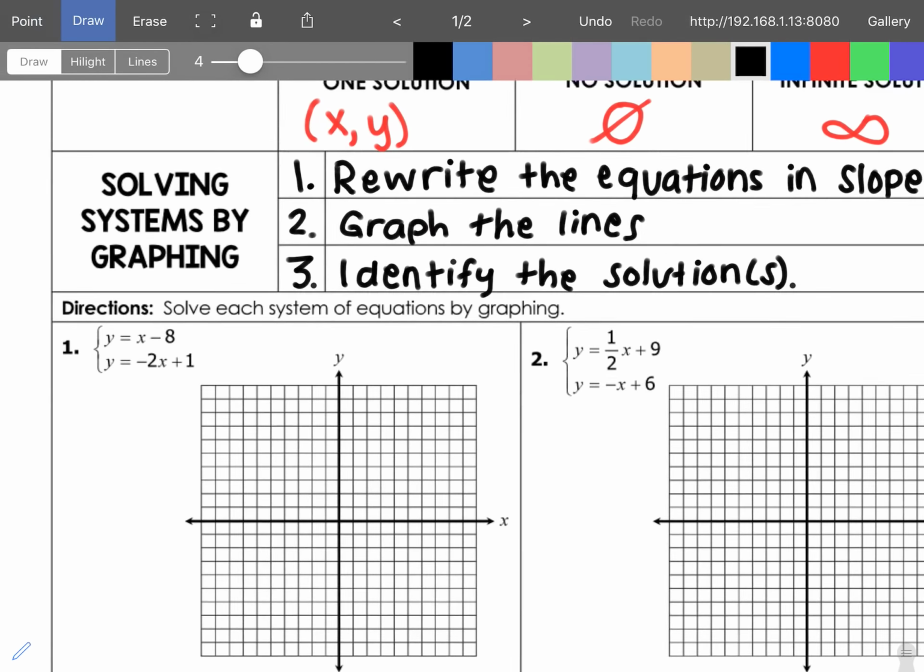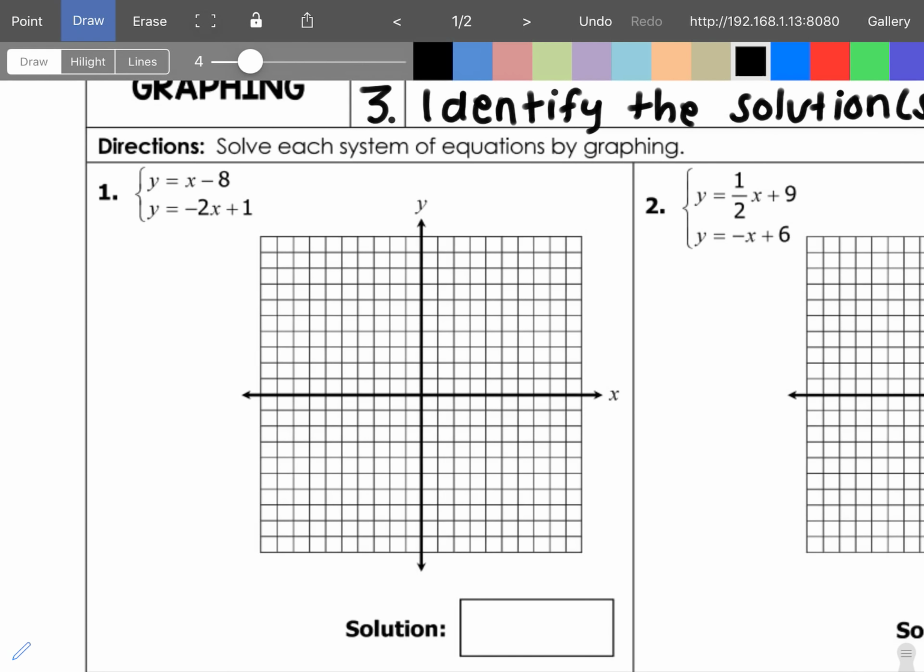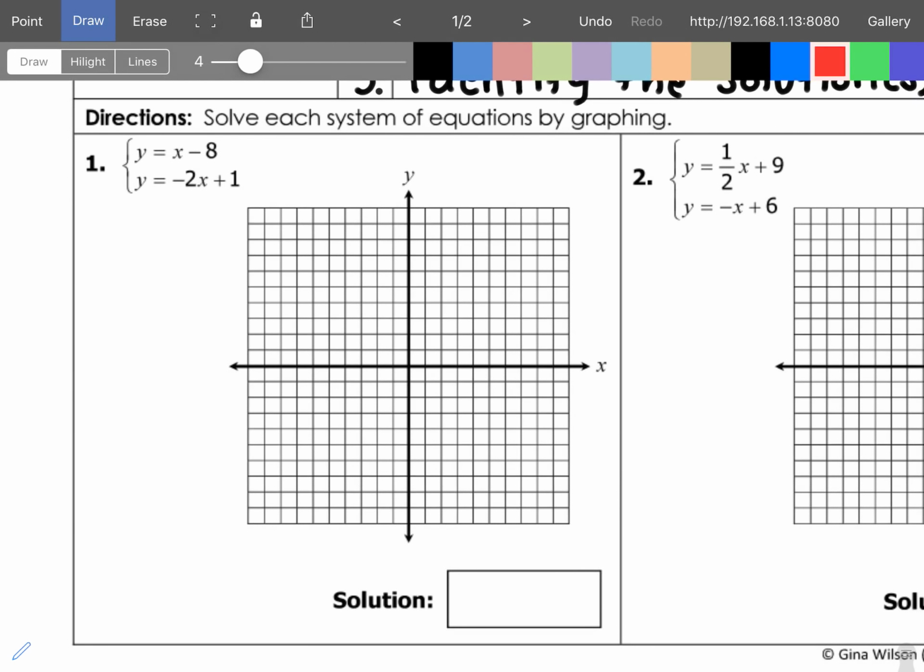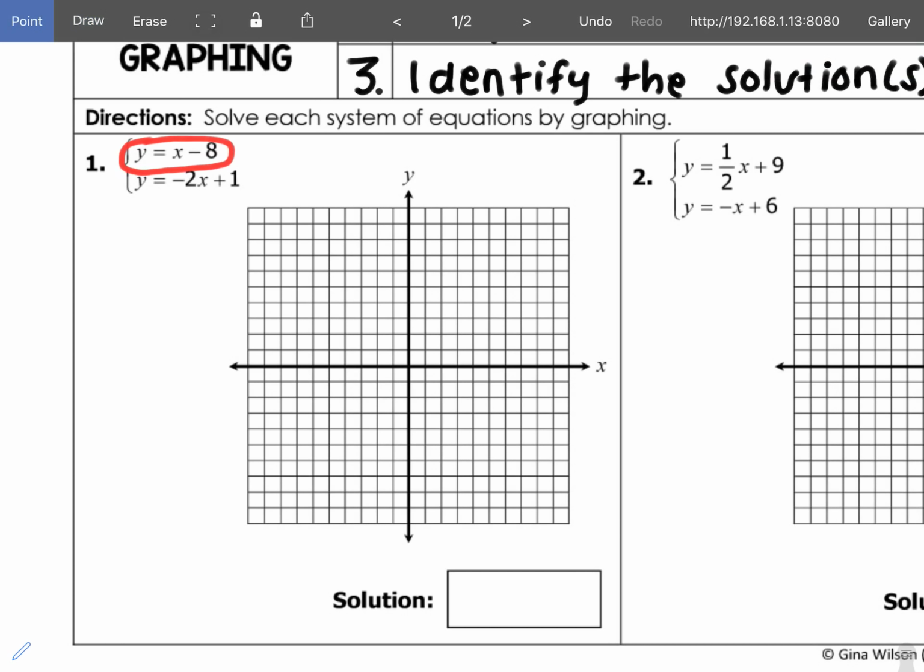Step 1. Rewrite the equation in slope-intercept form. Are both of them in y equals mx plus b? Yes. So we can go on to step 2, which is graph the lines. I'm going to draw this first one in red. So the first step, this is really good review for just graphing regular lines.